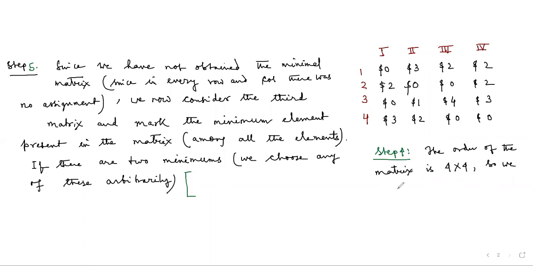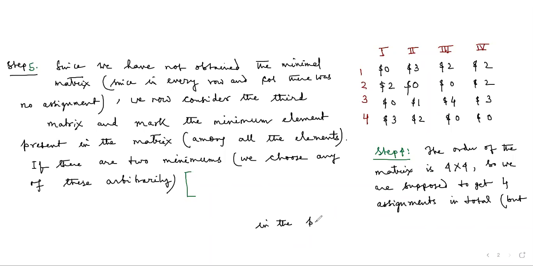So we are supposed to get 4 assignments in total. But in the previous matrix, we have got only 3, which is less than 4, and therefore the solution was not optimal.